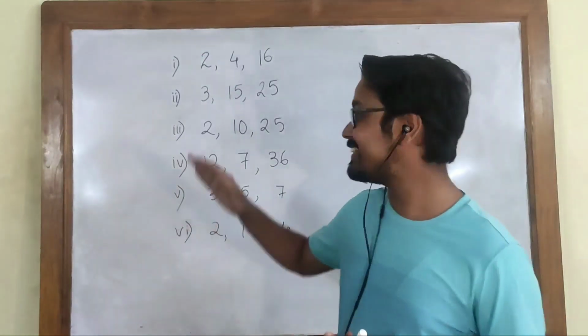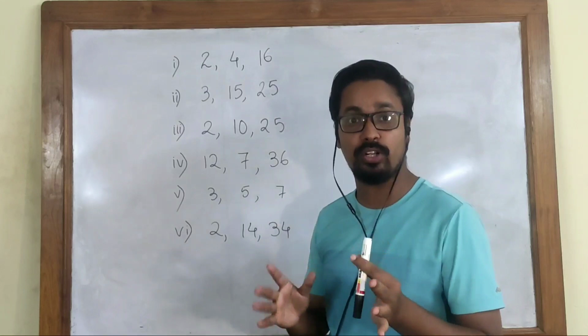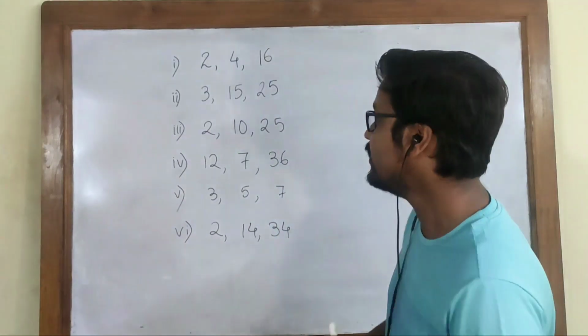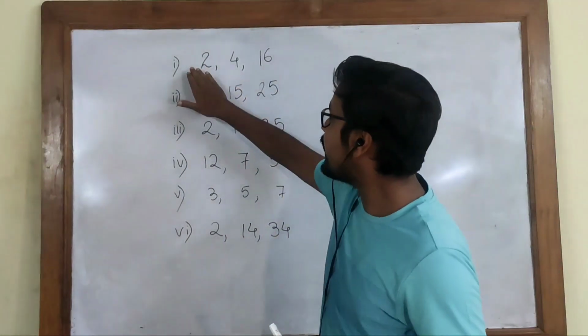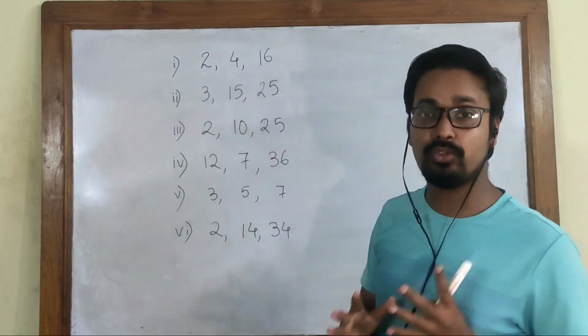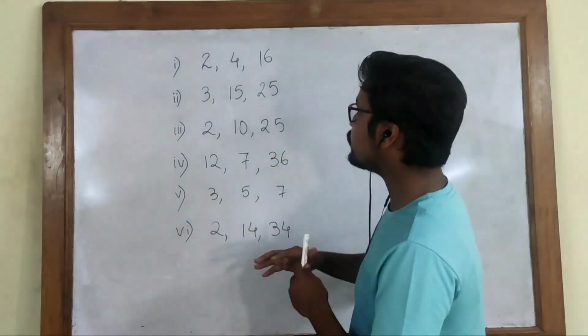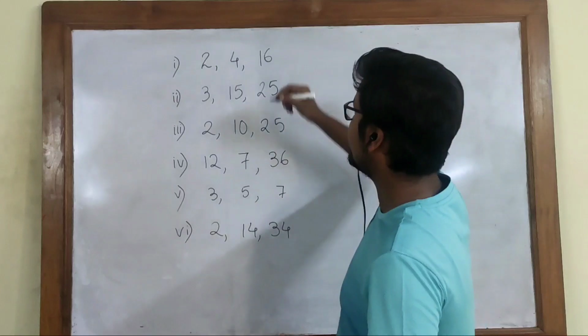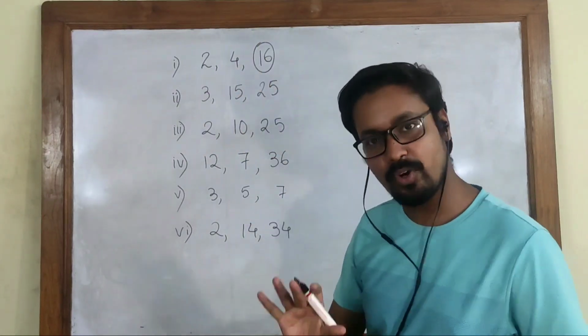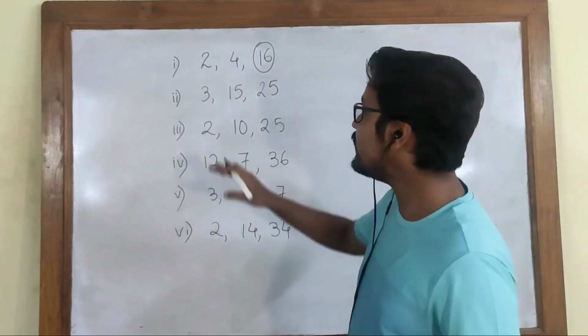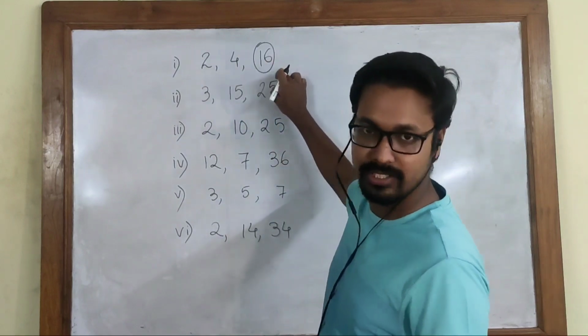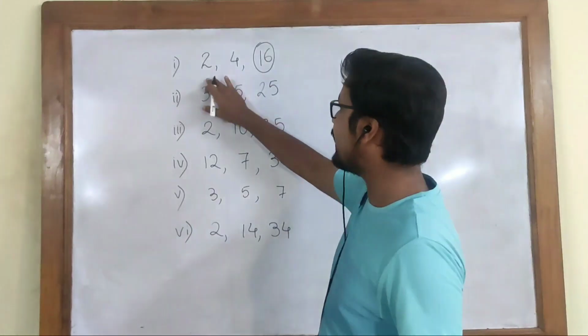So here we have taken 6 examples, and let us see how to solve them in just 5 seconds. So let's start. We want to find the LCM of 2, 4 and 16. So what do we do first? First we will try to find the largest number. Here the largest number is 16. Next you check whether these two numbers are factors of this number, meaning is 16 divisible by these two numbers?